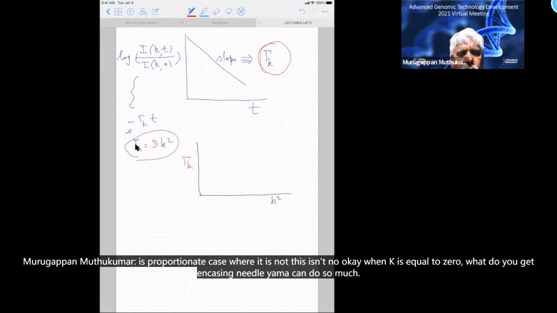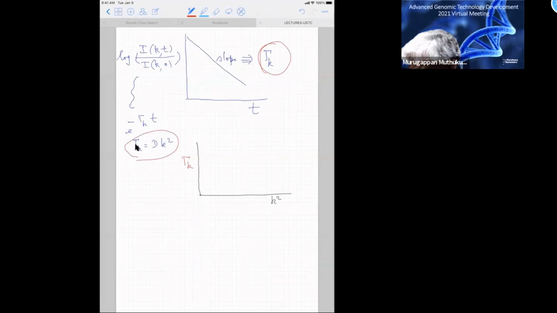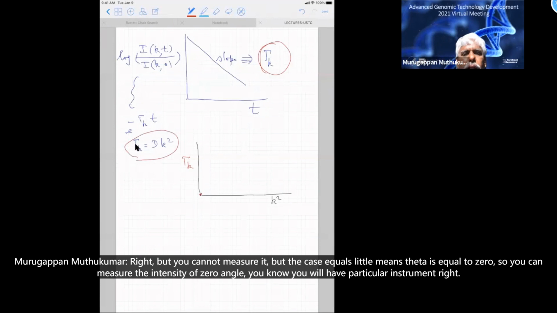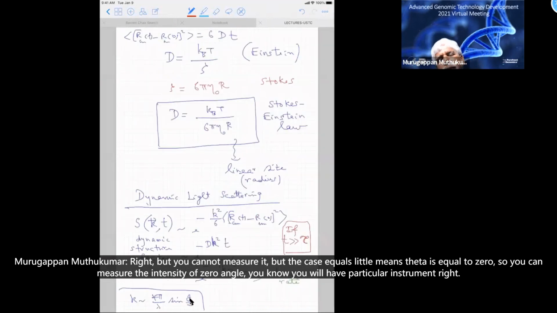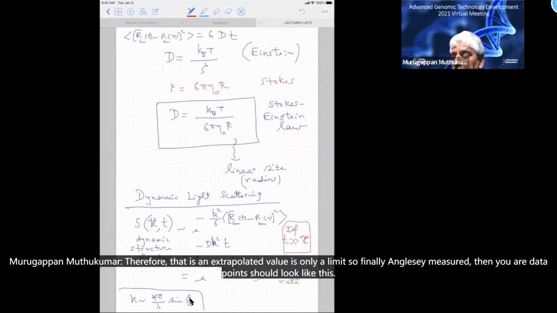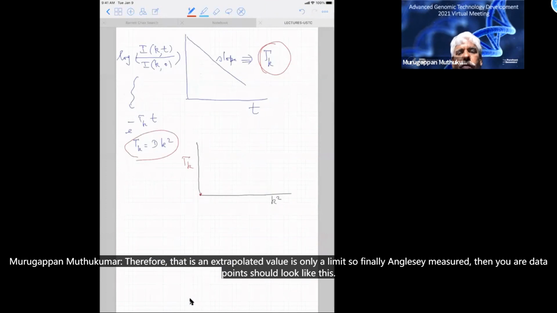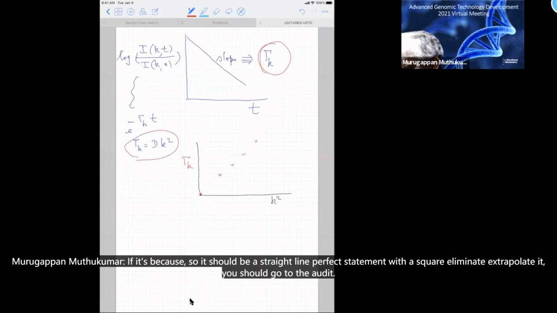When k is equal to 0, gamma k is 0, somewhere here, right? But you cannot measure it, because k equal to 0 means theta is equal to 0. So you cannot measure the intensity at 0 angle. You will hurt your instrument, right? Therefore, that is an extrapolated value. We measure only at finite angles, and then your data points should look like this if it's diffusion. It should be a perfect straight line with k squared, and when you extrapolate it, you should go through the origin.